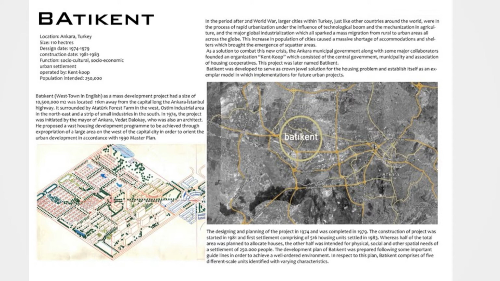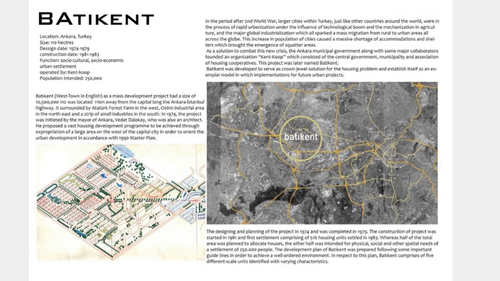conceived. So like I said, the first stages of the project started in 1974 and then the design was completed in 1979. The construction phases started in 1981 and the first settlement comprising of 516 housing units was settled in 1983, whereas half of the total area was planned to allocate to houses. The other half was intended for physical, social, and other special needs of a settlement of 250,000 people.